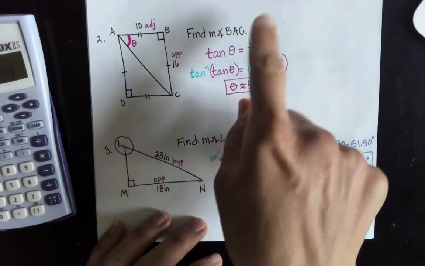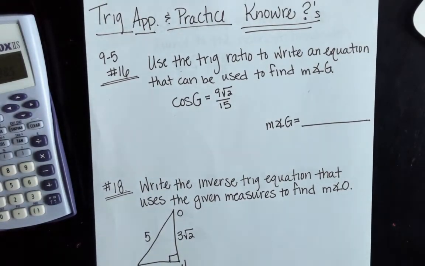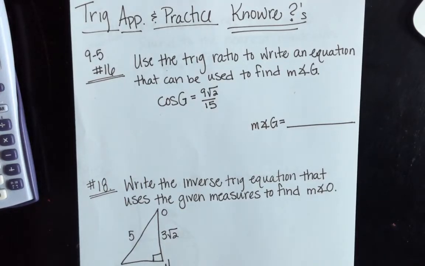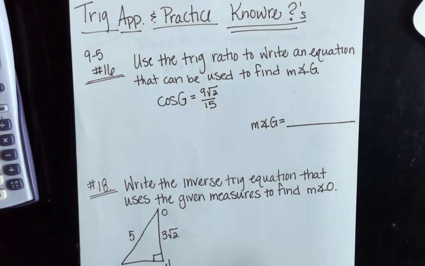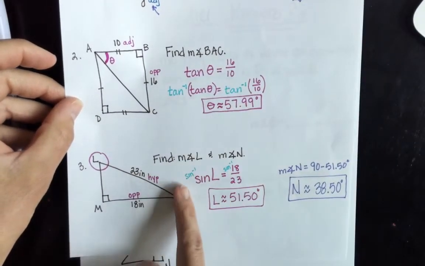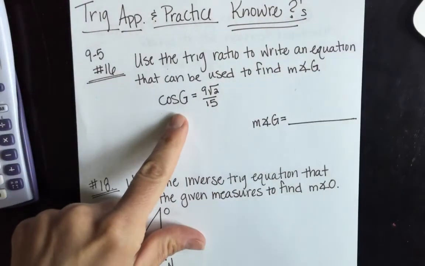I wanted to make sure that we looked at the process because here are some questions that are a little more involved from Knowre. Remember that they might be the same questions, they might be questions similar, but the process will still be the same. So I thought these questions were kind of interesting. In number 16 in 9.5, it says use the trig ratio to write an equation that can be used. So it doesn't actually ask you to solve anything, it just wants you to write the equation. That's what we're actually doing in each of these. We're writing an equation out in order to solve. So this is what it looks like.